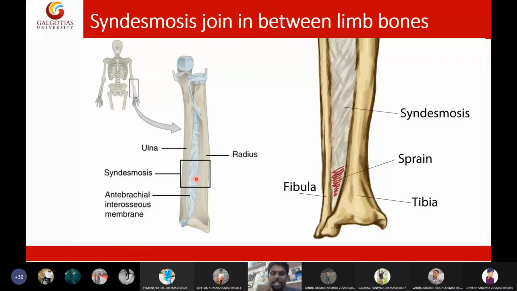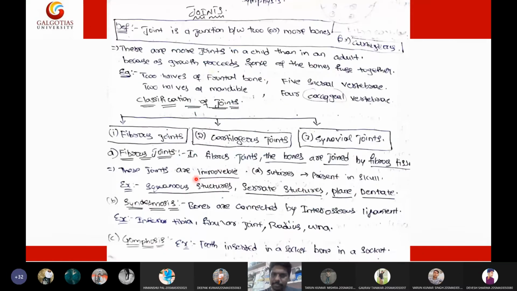So in between the tooth and jaw, the gomphosis is present. Such type of joints are called gomphosis. So that is all about the three types of fibrous joints: sutures, then syndesmosis and gomphosis. Then the second one is cartilaginous joints.